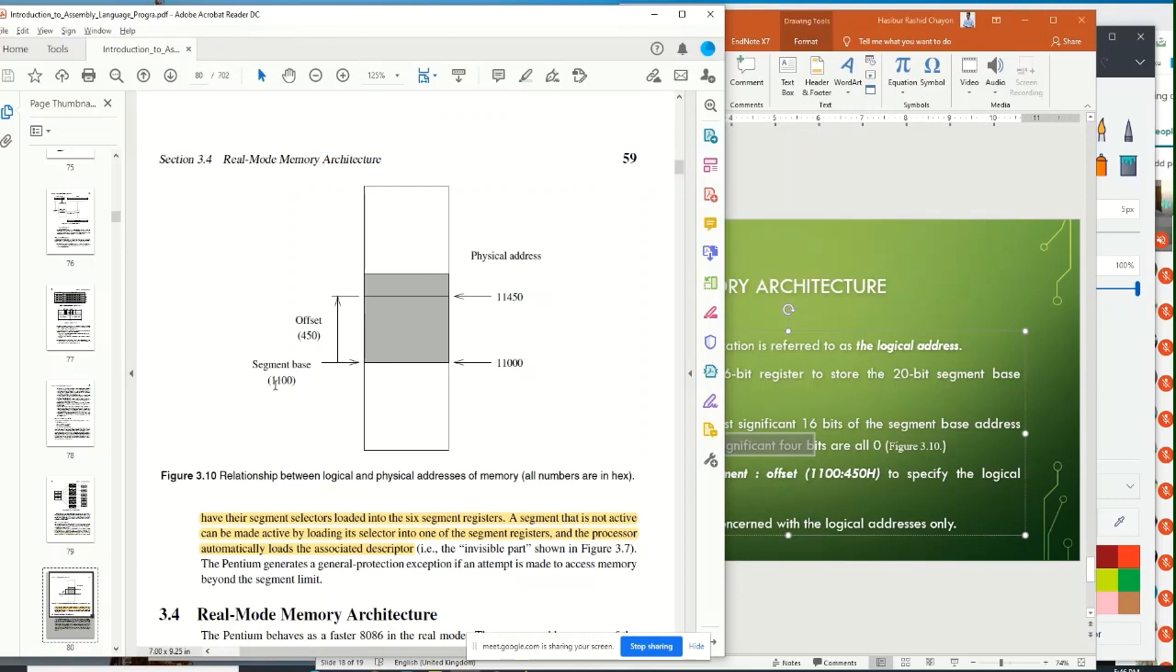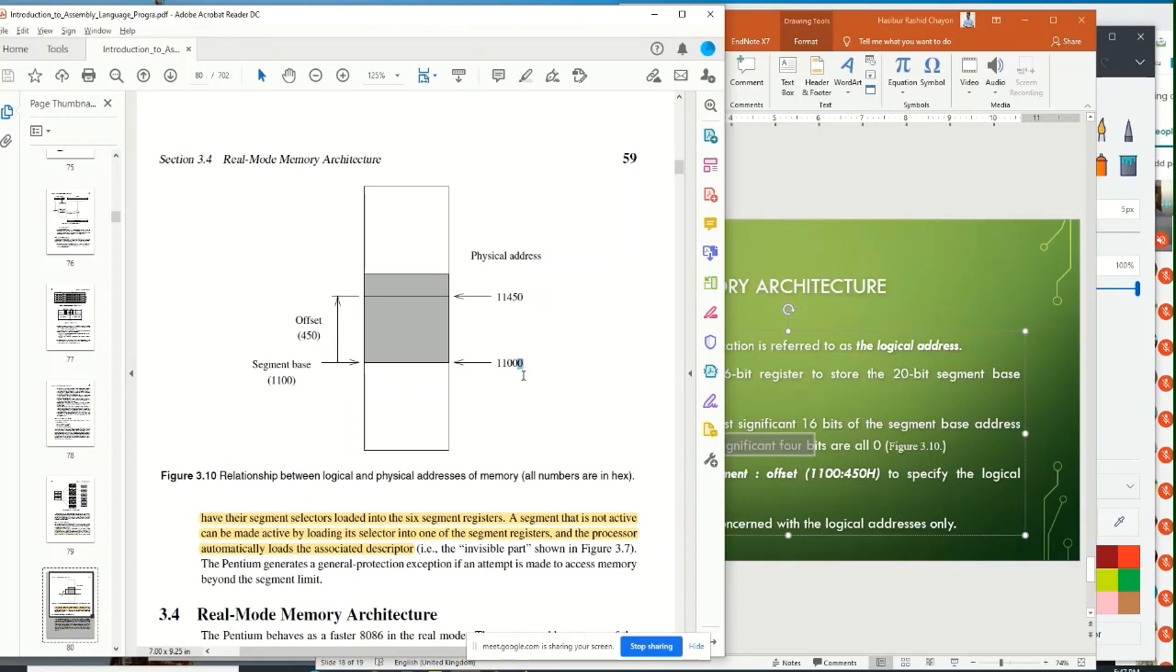Look what they have done. We have a value of 1100. By the way, these are all hexadecimal numbers. And look at the value here, the physical address. How are we going to convert from 16 to 20? In this case, what is the difference? They actually add 1 extra 0 here, right? Because we need to add 1 more 0 into the least significant bit.